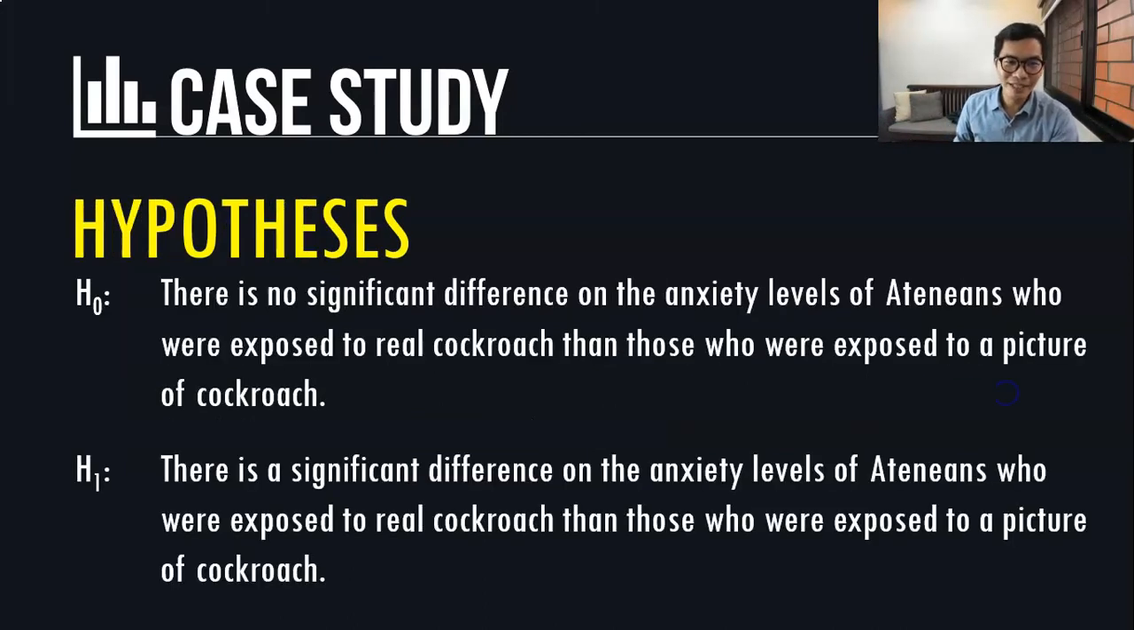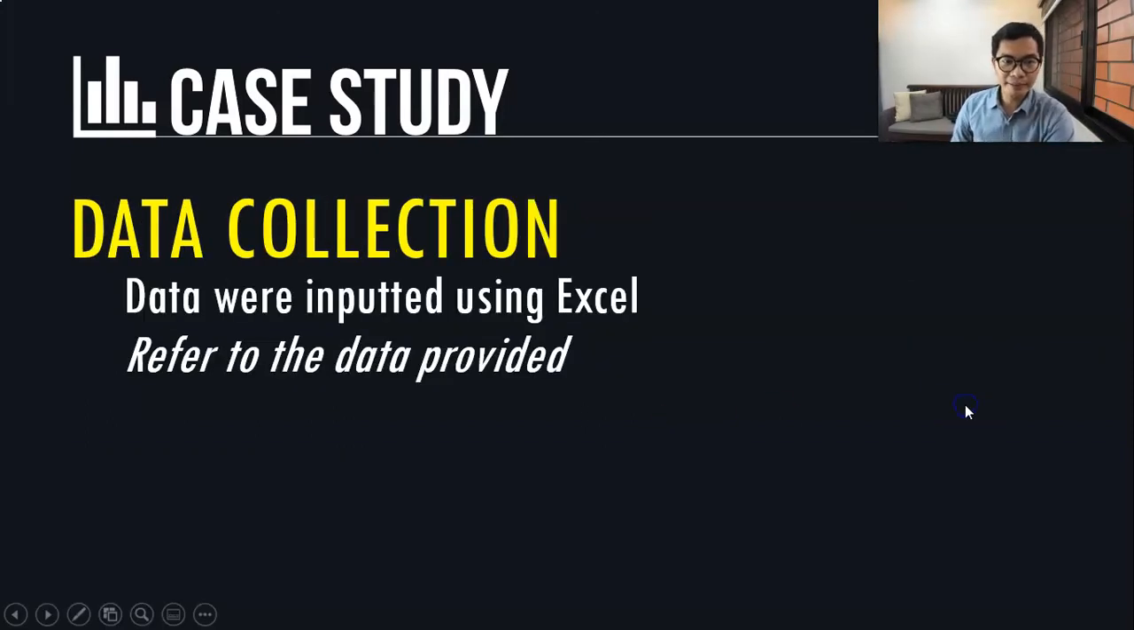Now, the hypothesis. For the null hypothesis, there's no significant difference in the anxiety levels of Athenians who were exposed to a real cockroach and those who were exposed to a picture of a cockroach. And for your alternative, there's a significant difference in the anxiety levels of Athenians who were exposed to a real cockroach and those who were exposed to a picture of a cockroach. I hope everything is clear in terms of writing the hypothesis, just to set your tentative answer to your research question. And I have also provided the data that you can use.